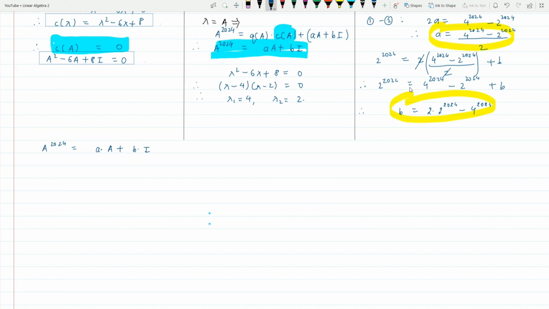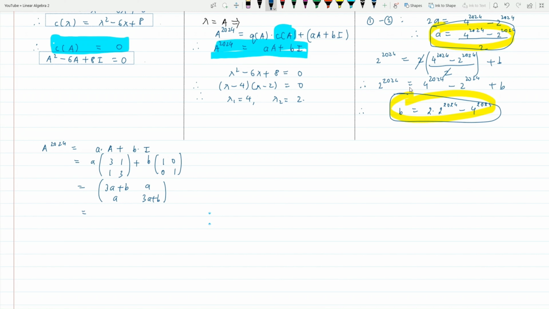So we have the final matrix A raised to 2024 equal to AA plus BI, and this is going to be A times [3, 1; 1, 3] plus B times [1, 0; 0, 1], which gives us 3A plus B, A, and again 3A plus B.